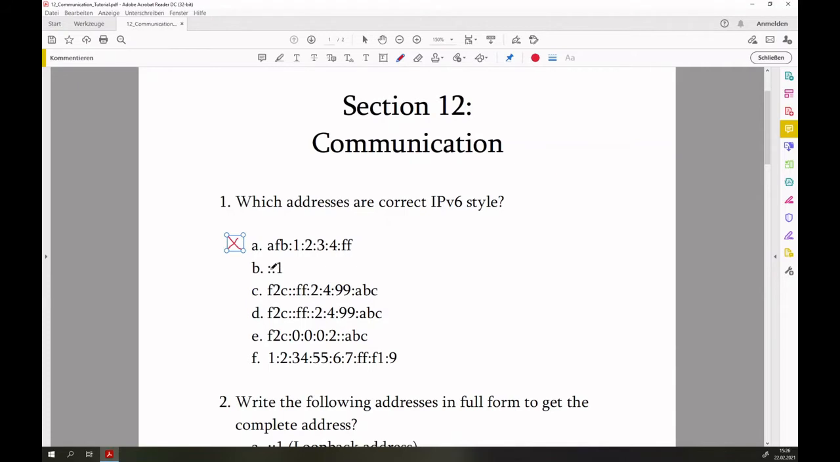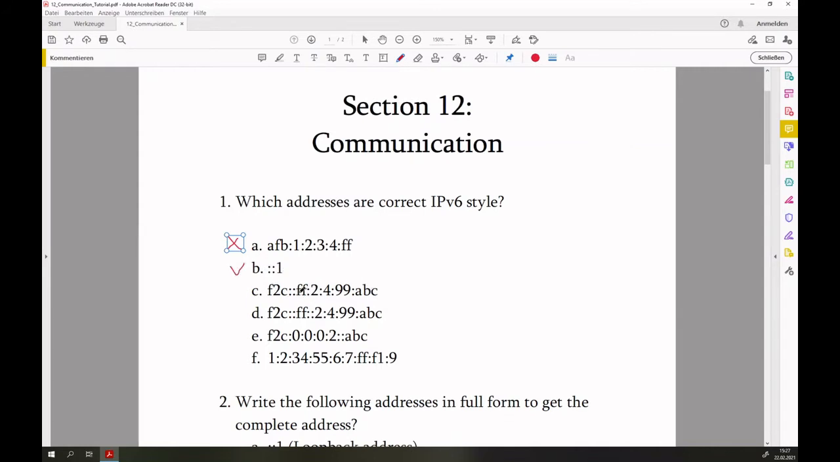Let's have a look into the second one. So this is the loopback address. We have just one of these blocks. So if you have these double colons, then it's only allowed to have one. And you have to start from the most left part here. So in this case, you have 0000, and the last number is 1. So this is a correct one.